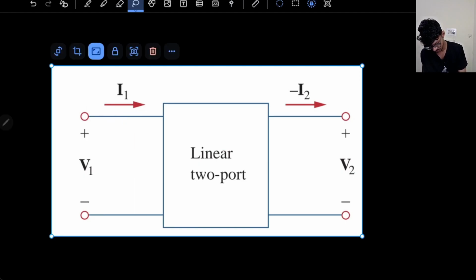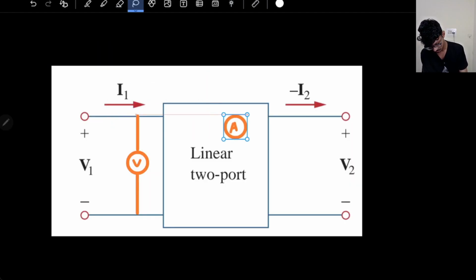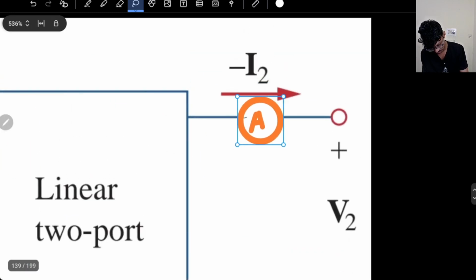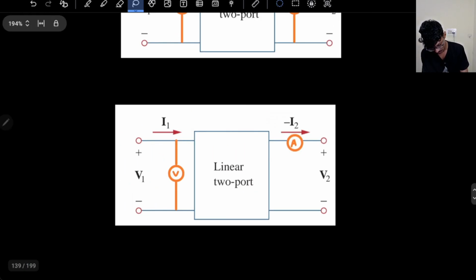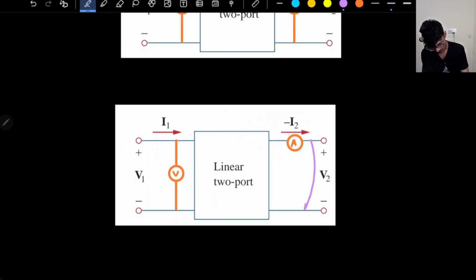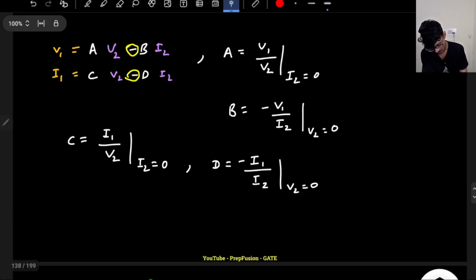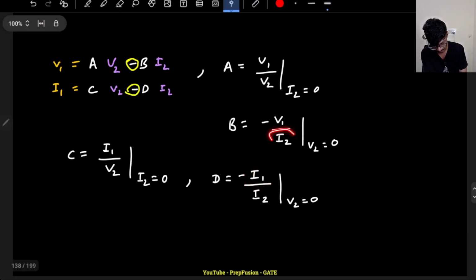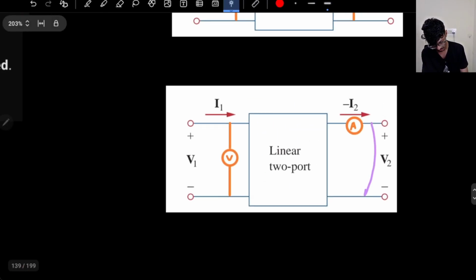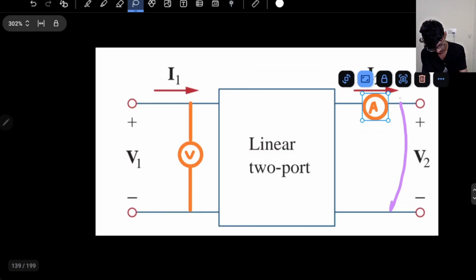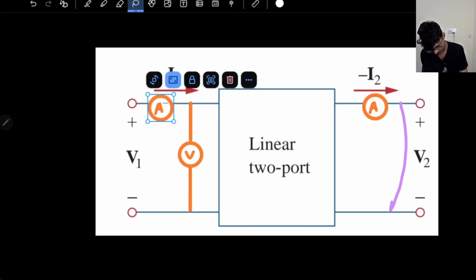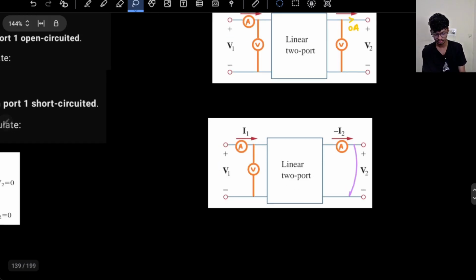So this ammeter will be somewhere here, and the voltmeter will be here, and this will be shorted. What else do I have to measure? I have to measure the input current as well, so an ammeter will be on the input side too. For B and D, I have to measure the output current, the input current, and V1. The voltmeter will be there, and an ammeter will also be on this side.